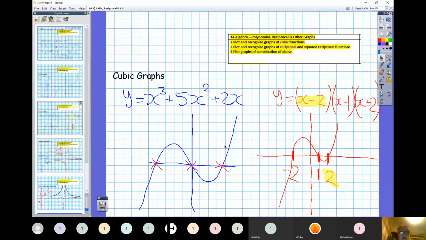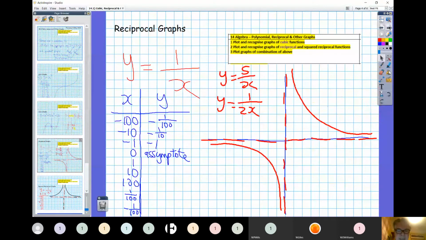So I just want to touch on some other types of graph, but as I said, I won't be setting any work on these at the moment. Now, this is called a reciprocal graph, where y equals, say, 1 over x. When you get something like this, again, you've just got to gather your thoughts, okay?